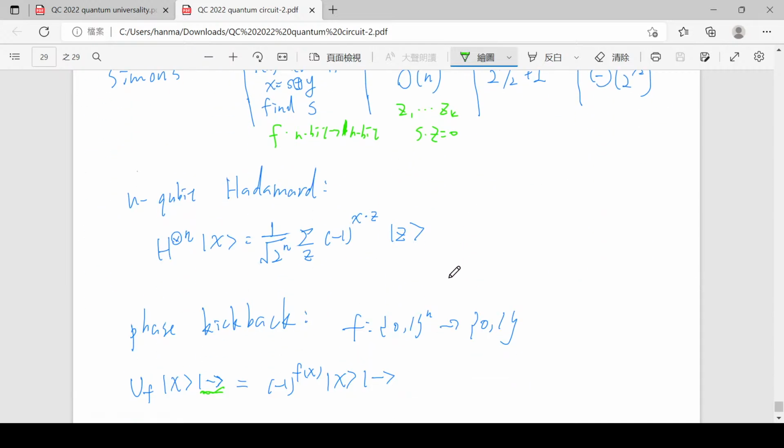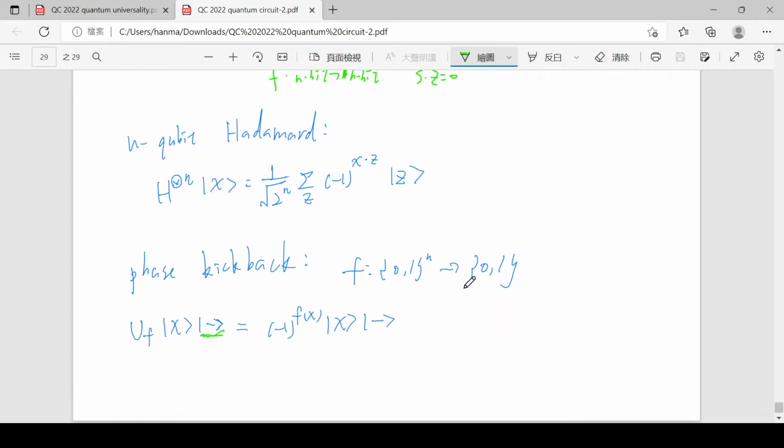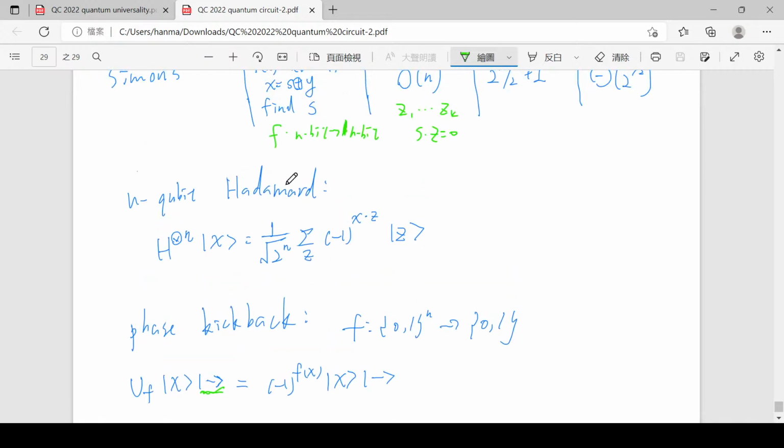Okay, and then two important things that are probably going to happen in your midterm. So this phase kickback technique, if you understand it. And then there is a nice computational formula that is good to remember.